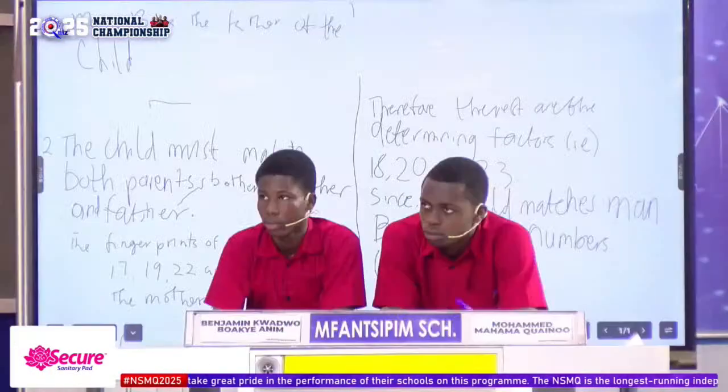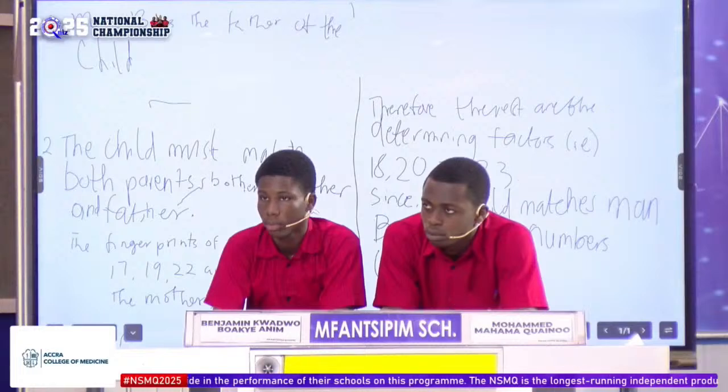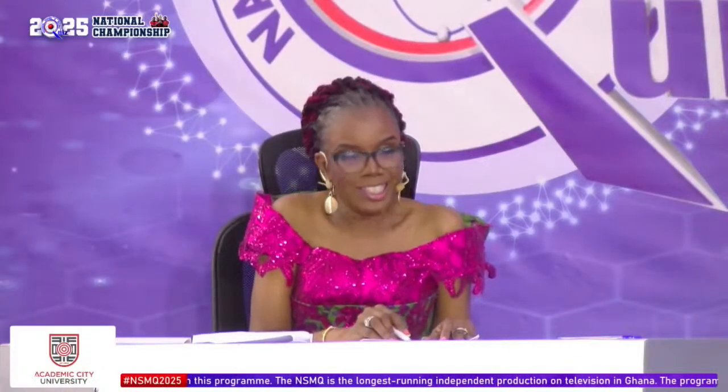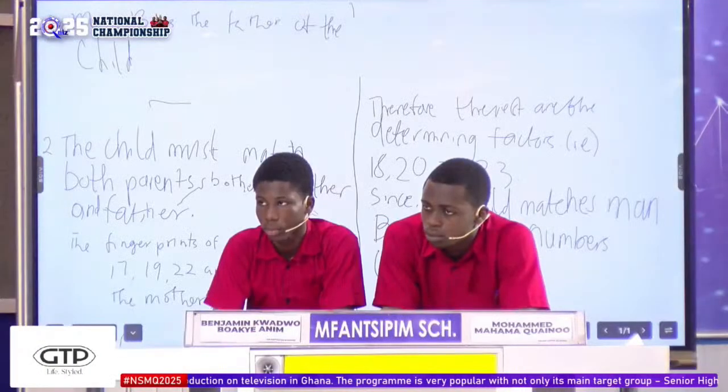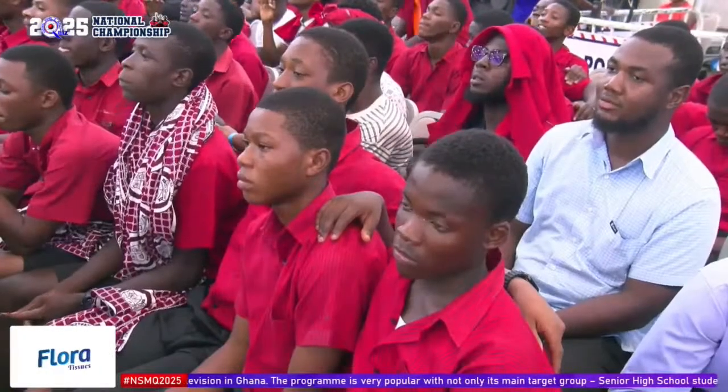Mfantsipim School. Yes, you guess that man B is the father. Okay, 2 points. You were to talk about the child. And the rest of the other individuals. You talked correctly about the mother. You listed the numbers that correspond, 25, 28, 30, and 31. And the child, 19, 22, and 24. Yes, they match. You are right. So yes, you get the 2 points for the mother.